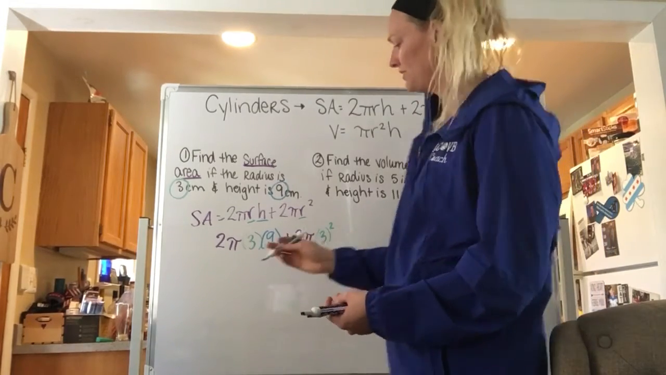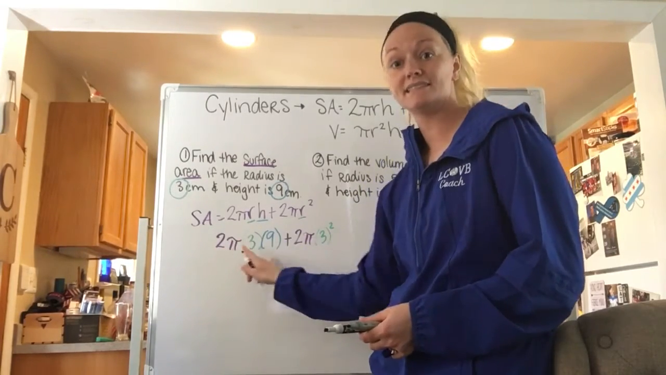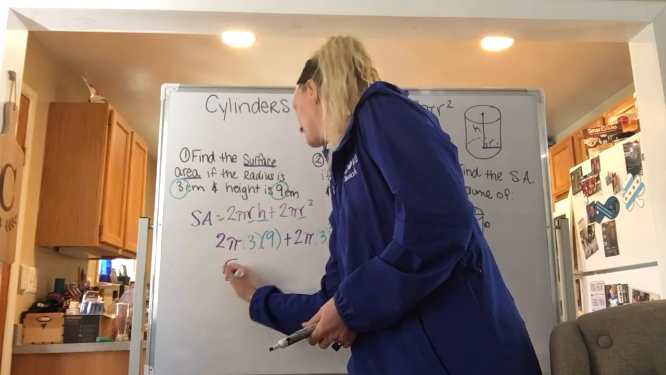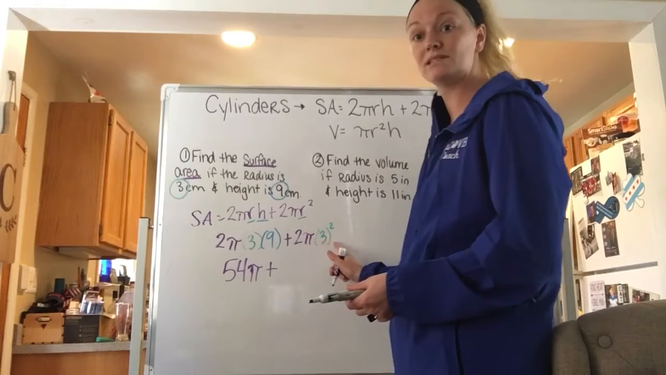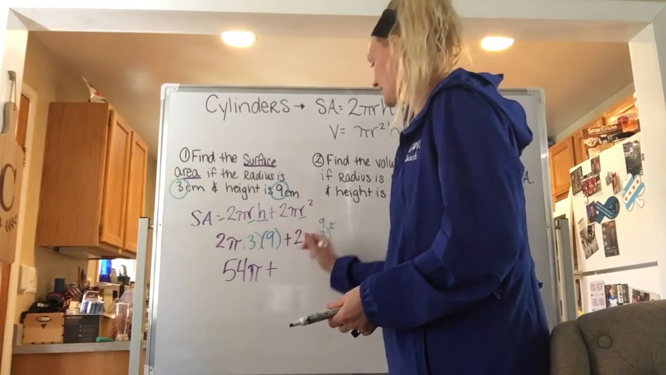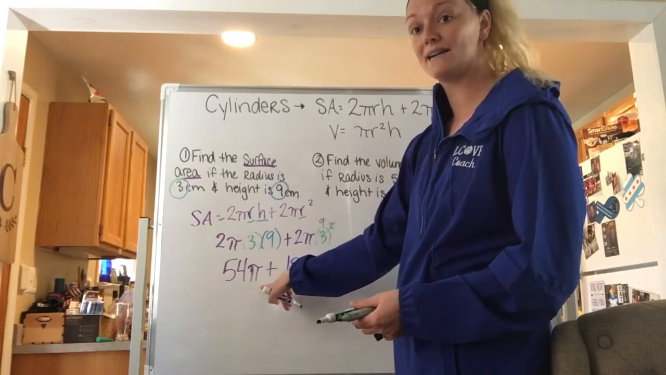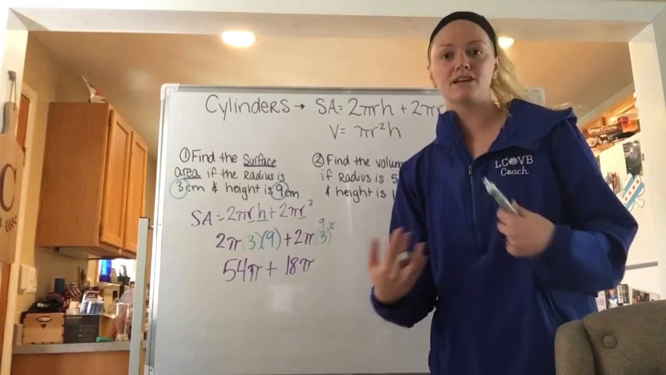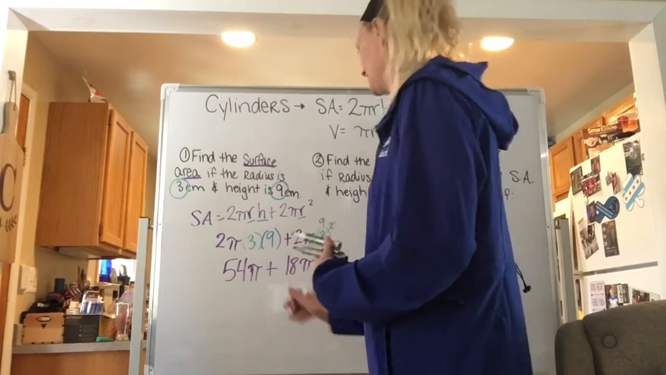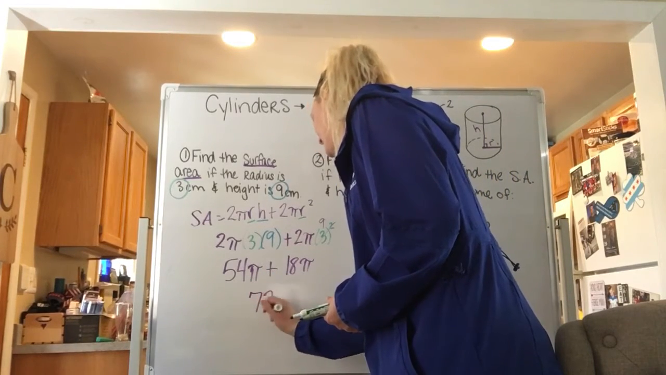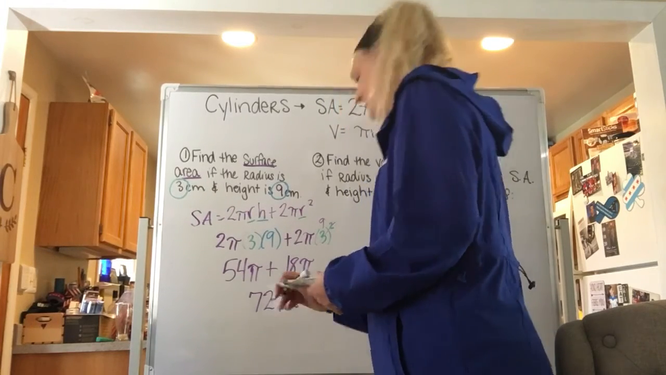Okay, so if we think about this, we have 2 times 3, which is 6. Okay, and then 6 times 9, 54 pi. All right, we're just going to attach our pi there. Plus 3 squared, which is 9. 2 times 9, which is 18 pi. Okay, since these are both pi's, you can add them together. It's just like variables, right? If it was x, 8x plus 12x, you would combine them. Okay, so if I'm going to combine them, I get 72 pi. And I put my centimeters, and since it's area, it's squared.